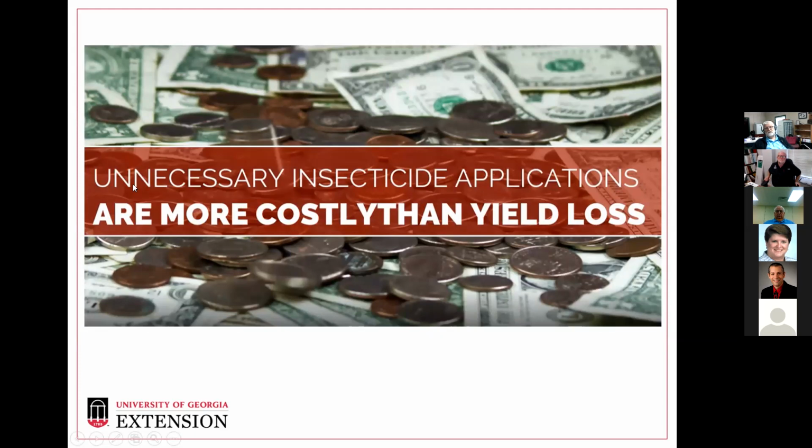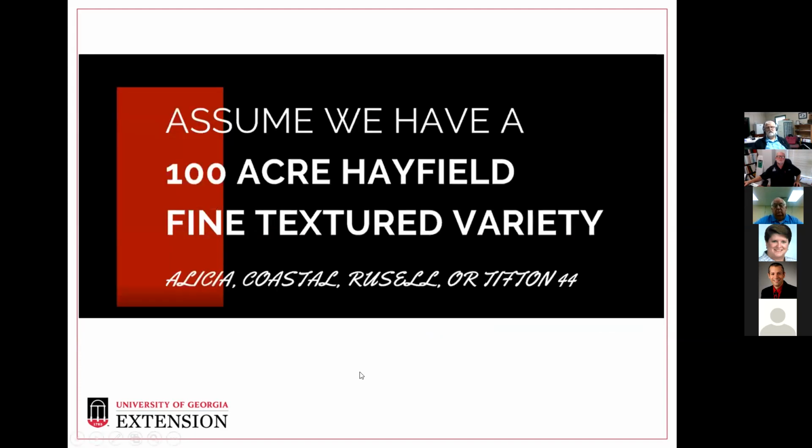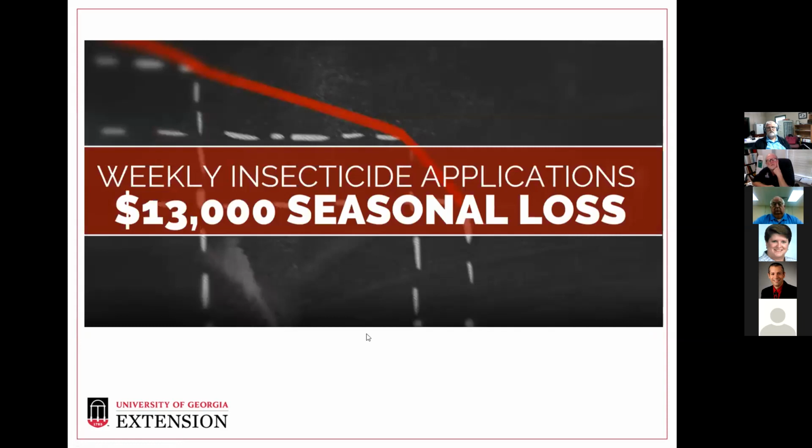So unnecessary insecticide applications are potentially more expensive than the yield loss that results from the damage to the Bermudagrass. So if a population is present, there will be some yield loss to the hay crop, but it may amount to fewer dollars than actually the cost of insecticide application. So for instance, assume that there's a 100-acre hayfield of one of the susceptible varieties, the fine textured varieties.